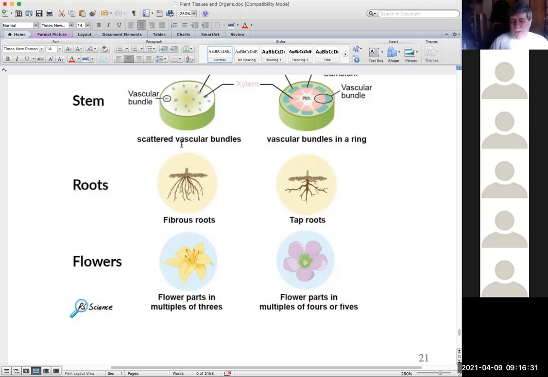Now, keep in mind what we said up here. Besides the stem, we could also look at the pattern of vascular tissue in the root. And we could also look at the pattern of mesophyll cells in the leaf. So there are lots of different ways to tell monocots and dicots apart.